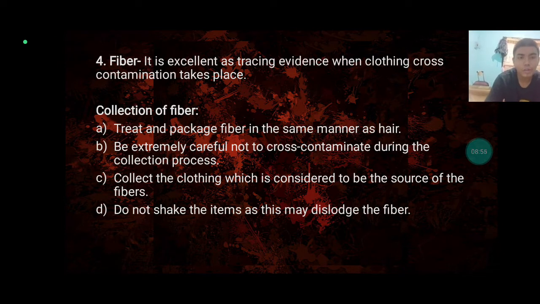So next is fiber. Fiber is excellent tracing evidence when clothing contact and contamination take place. These are important pieces of evidence in robbery and hit and run cases. The fiber may be found in clothing, snags, or projections, and even embedded in vehicle paint.